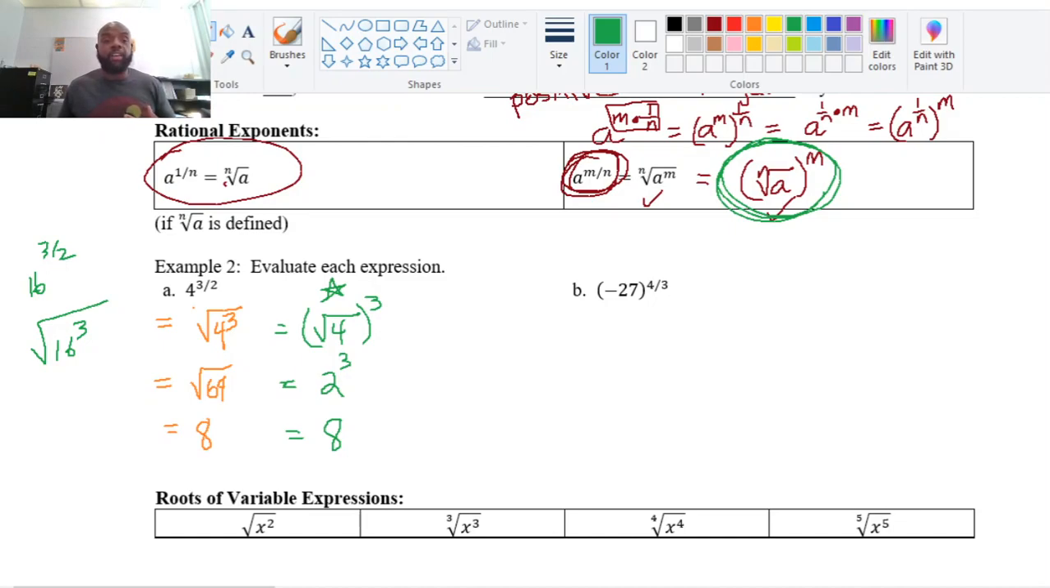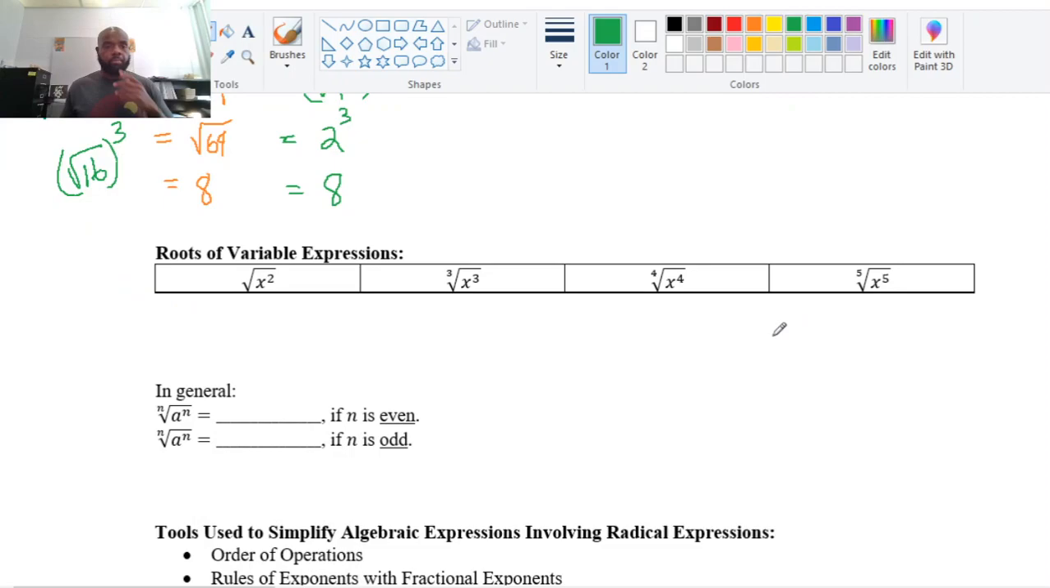It may be easier for me if I did it the opposite way of doing the square root of 16, figure out what that is, and raising that to the third power. My numbers are a little smaller, okay? I'm going to save part B for you guys to do on your own so that this video won't be as long as it can be. And so I'm going to move on to the next topic of looking at roots of variable expressions, all right?